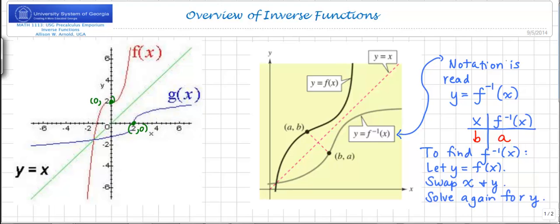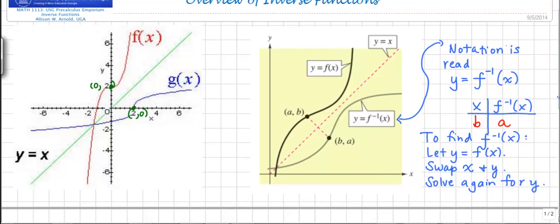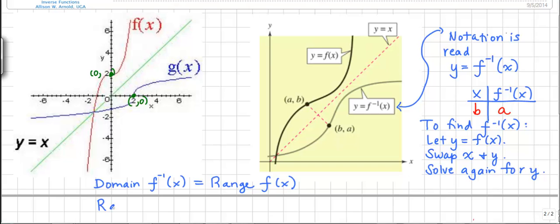Now when you do this, I would like for you to notice that intrinsically the domain of the inverse function, for example, would have to be the range of the original function, because you're swapping all the ordered pairs. And likewise, the range of your inverse function will have to be consistent with the domain of your original function.